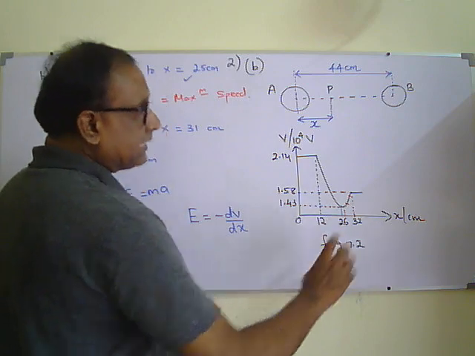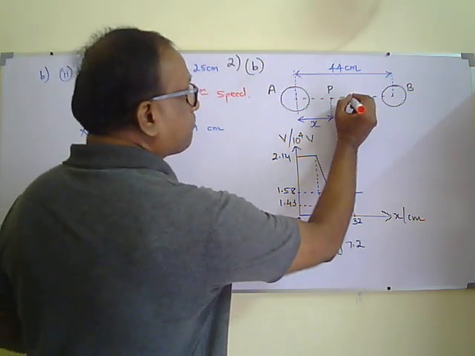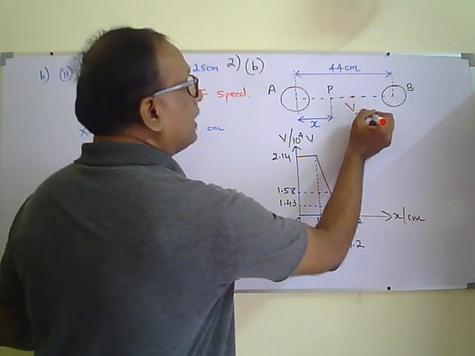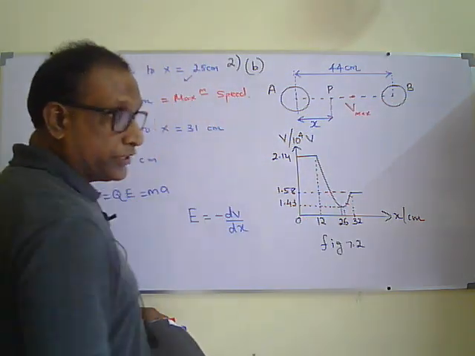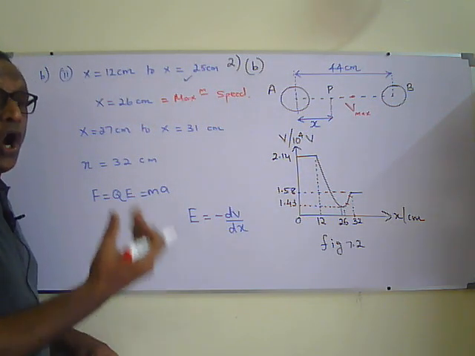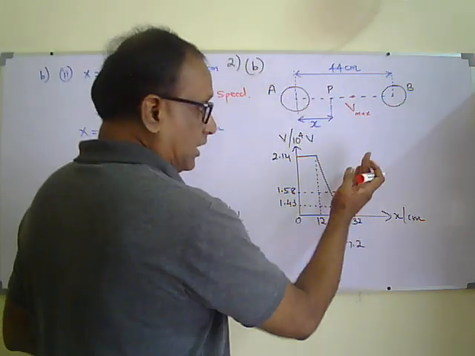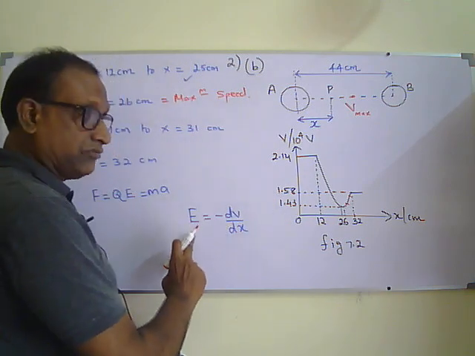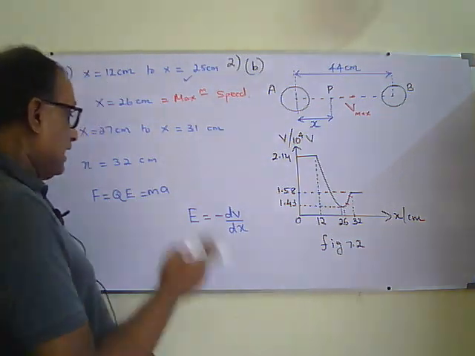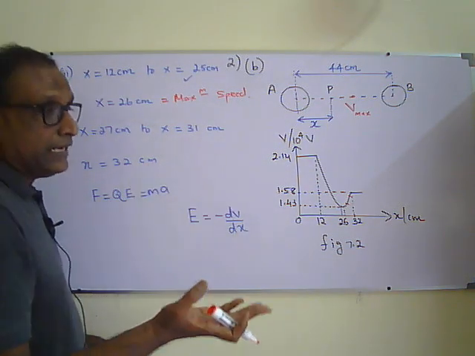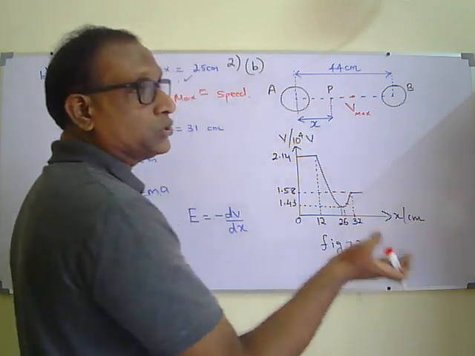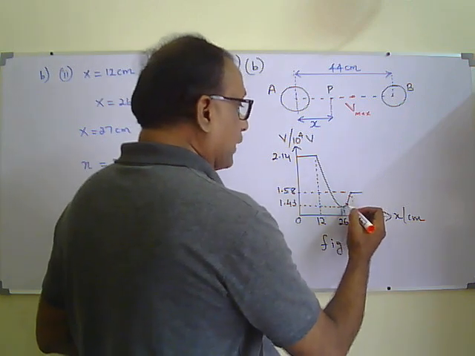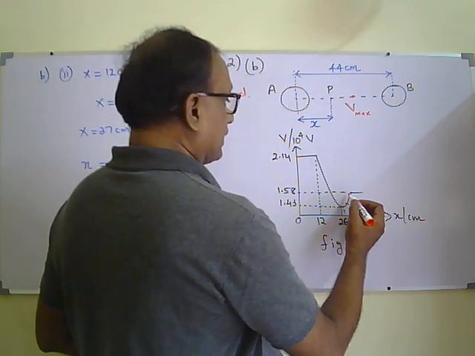It had a maximum speed here, so somewhere 26 centimeters, somewhere here, right? So this is the point 26 centimeter. It gained the maximum speed. So when it moves beyond it, it's going to experience electrostatic force opposite to the direction of velocity because the slope is positive. When you multiply by minus sign, the electric field strength is going to have a negative value. That means acceleration is going to have a negative value. That means the particle is going to decelerate. Okay, the particle is going to decelerate when it moves from 27 centimeter to 31 centimeter.